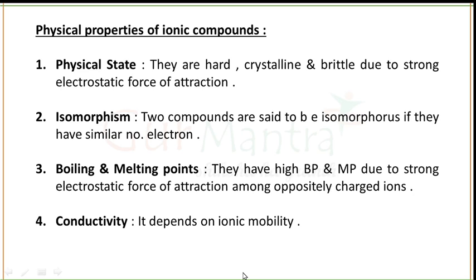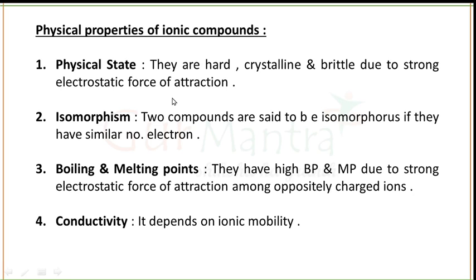Next is the physical properties of ionic compounds. There are various physical properties of ionic compounds which we are going to study. Number one is physical state. Ionic compounds are hard, crystalline and brittle due to the strong electrostatic force of attraction. As you know, ionic compounds come under the category of strong bonds, which we have learned in the previous lecture. Strong bonds have an energy of 200 kilojoule per mole.